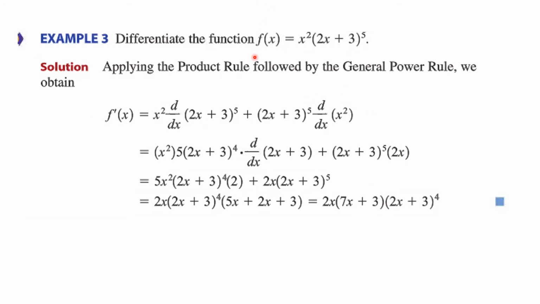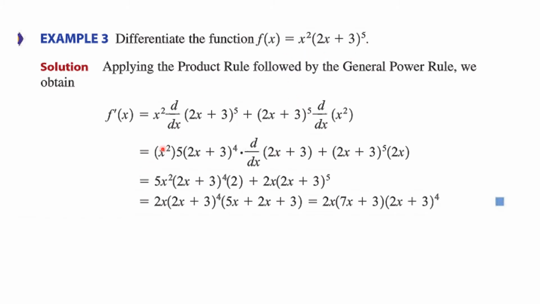This time we're going to be looking at the product rule. So first, we have the first function is x squared, but the second function is going to be (2x + 3) to the 5th. So you see this second function is going to be using the chain rule. So you see, you can use the product rule with the chain rule.